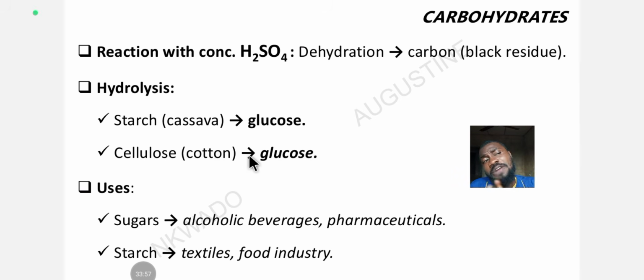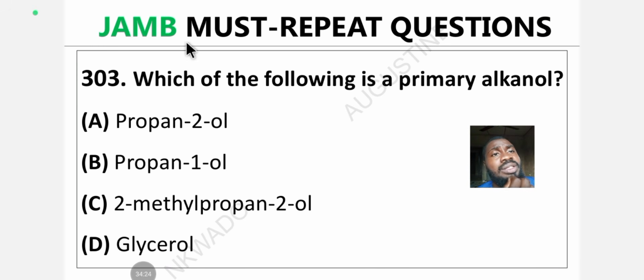Now that we have understood carbohydrates, the types of carbohydrates, the classes of carbohydrates, the chemical reactions involving carbohydrates, hydrolysis and dehydration, and the uses. Let's now take some JAMB must repeat questions, to test the knowledge we've acquired so far, and also measure our preparedness for JAMB UTME. JAMB must repeat questions. Question 303.